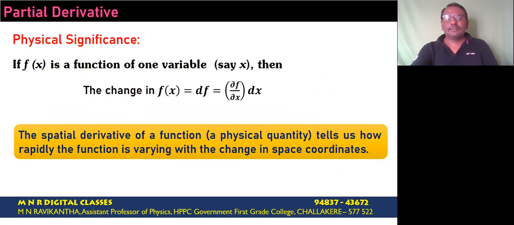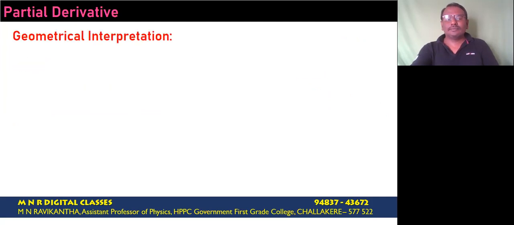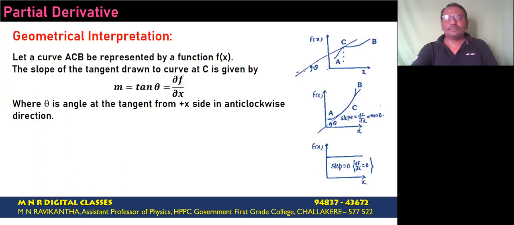Similarly, in the second figure, at point C, the curve makes an angle theta with respect to the positive x-axis, with the angle taken in anti-clockwise direction. This slope gives us the partial derivative at C, that is the rate at which the given function f varies with respect to the position coordinate x.